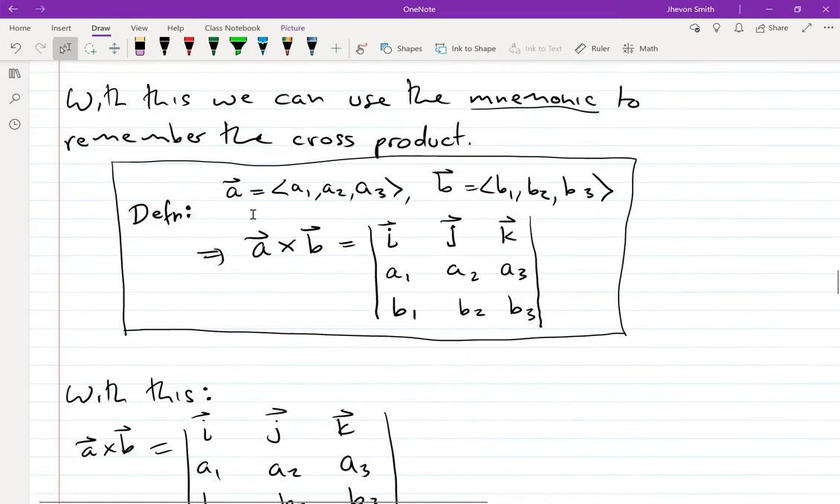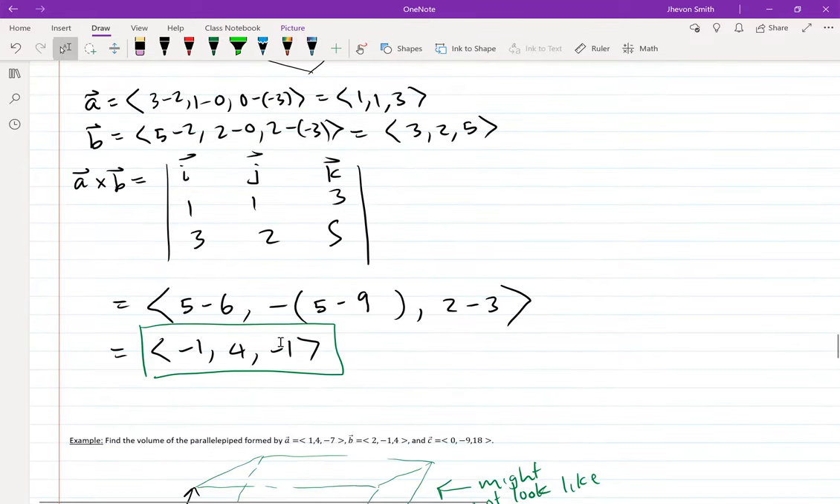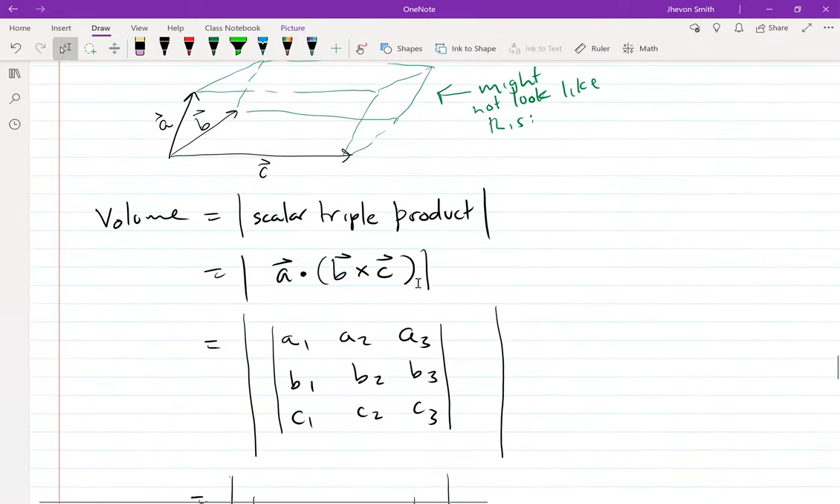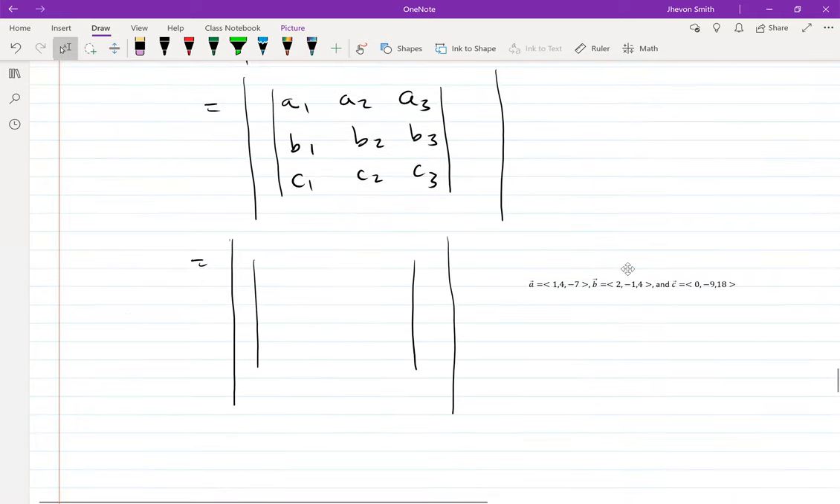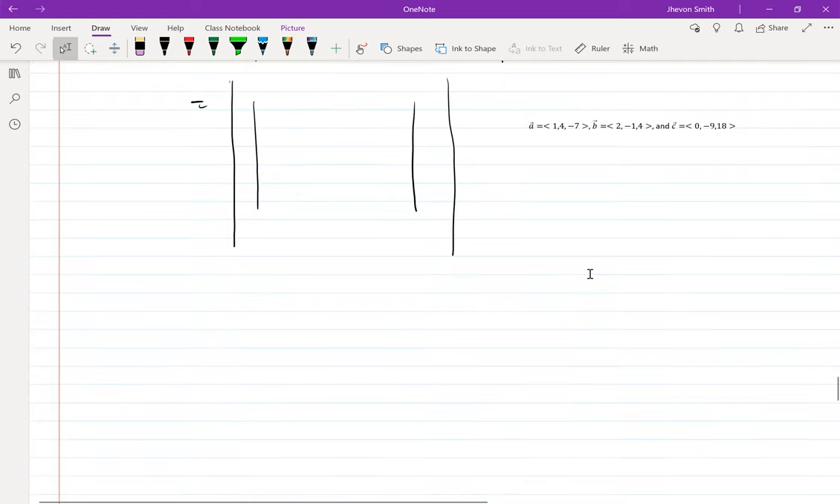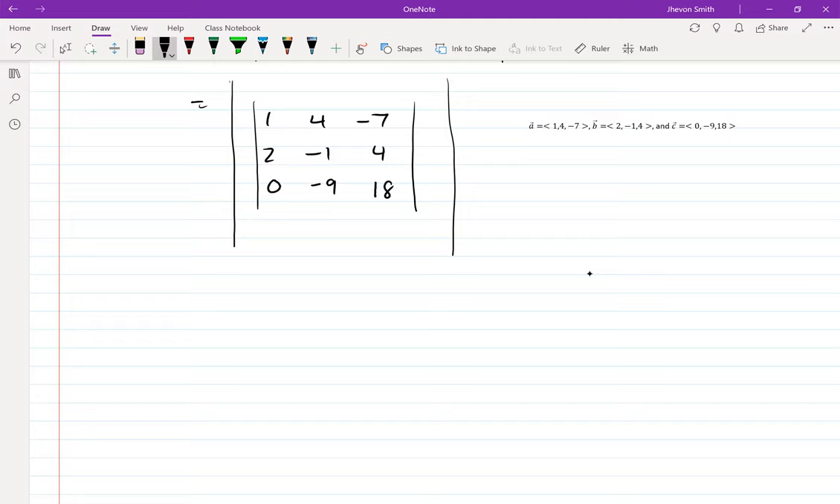It turns out that if you take A dot B cross C, it becomes this determinant, and a determinant by definition is the signed volume of the parallelepiped. So in this case, we would have 1, 4, minus 7, 2, minus 1, 4, 0, minus 9, 18. And again, what we're going to do, I would much rather go down here, but I only told you guys about the first row, so let's stick with the definitions that we have.